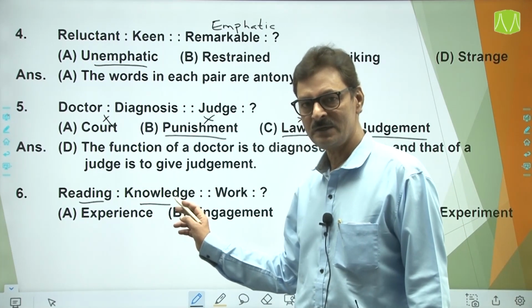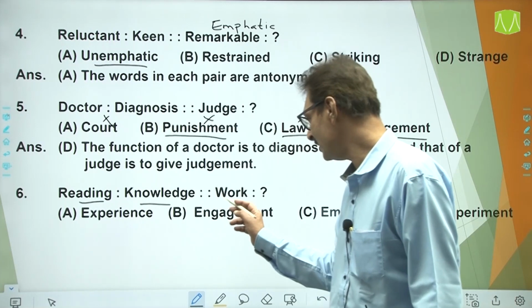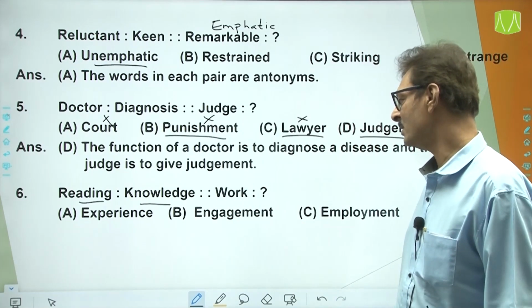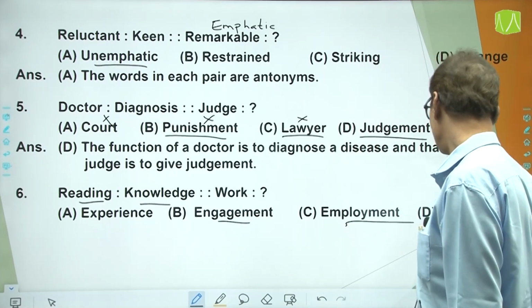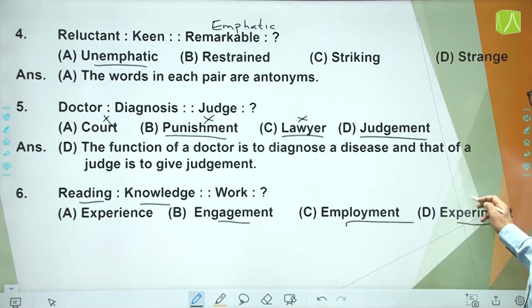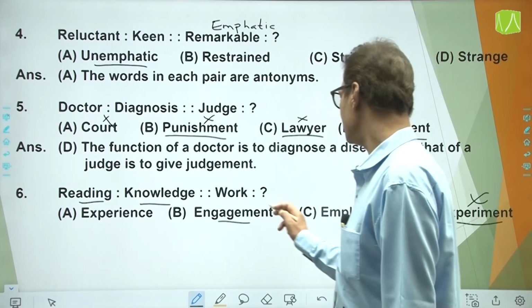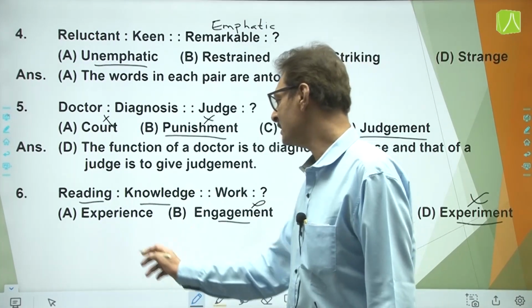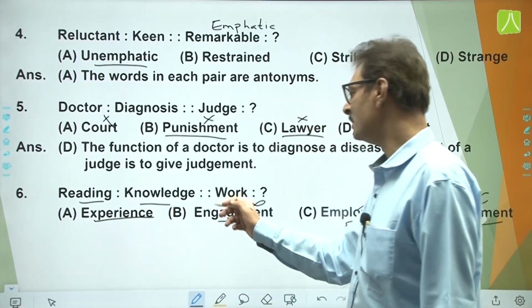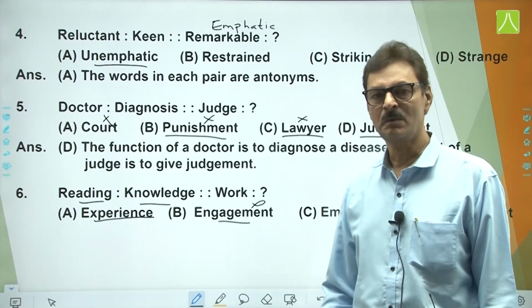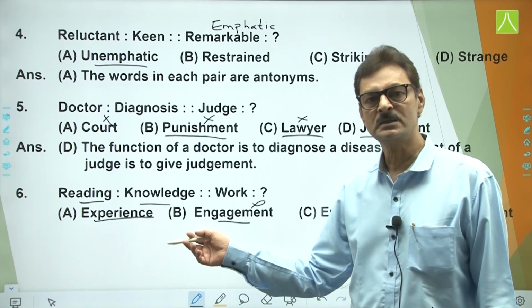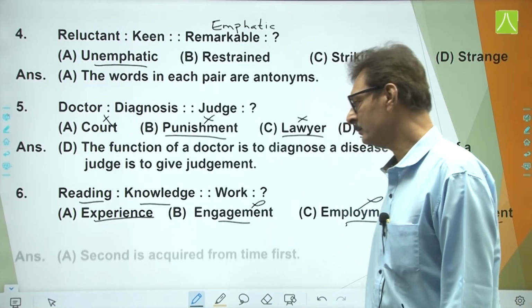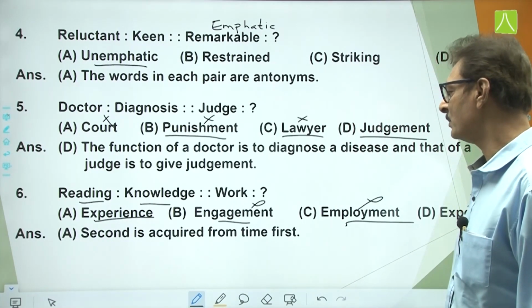The second is acquired kahan se? First se. Similarly, work, what does it give? Does it give experience? Does it give engagement? Does it give employment or experiment? Ye nahi hoga, ye nahi rahega, ye nahi rahega. And the correct answer is, with that increase in work, your experience will also increase. The more you read, the more knowledge, the more you work, the more experience you become. So second is acquired from the first one.